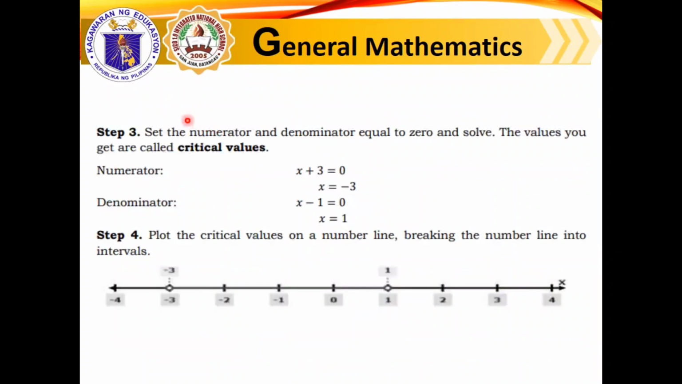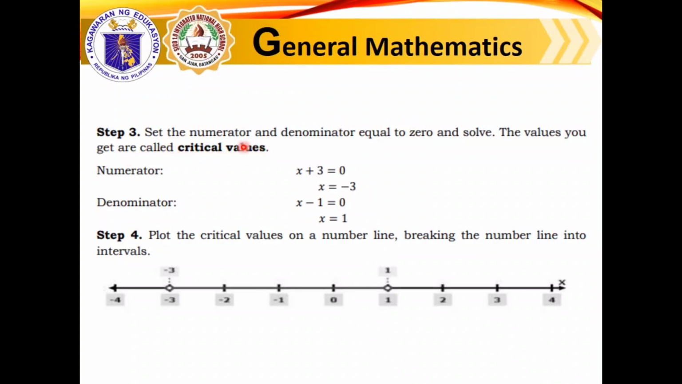Okay, so after simplifying the rational inequality, having the left side of the inequality and the right side equated to 0, we will proceed to step 3, which is to set the numerator and denominator equal to 0 and solve. The values you get are called critical values.